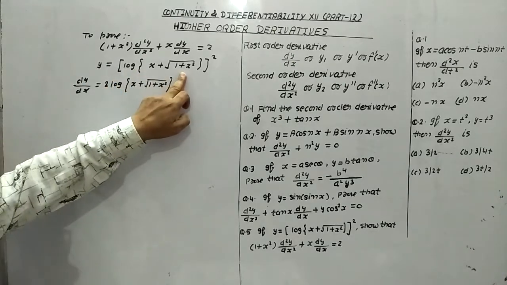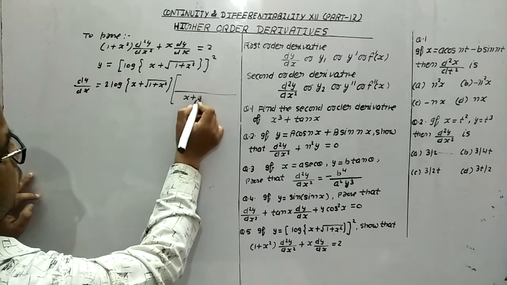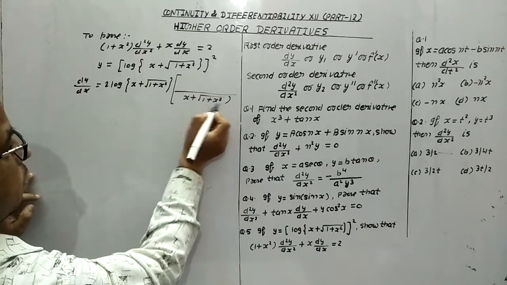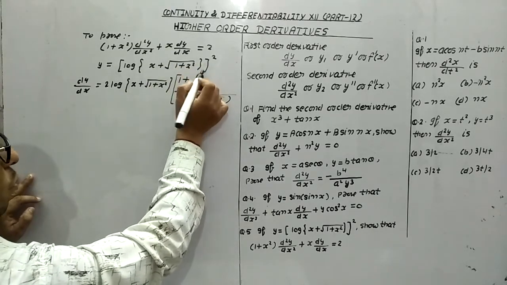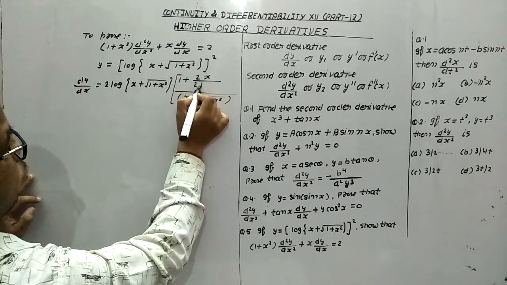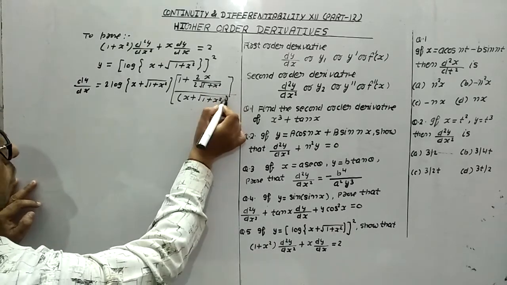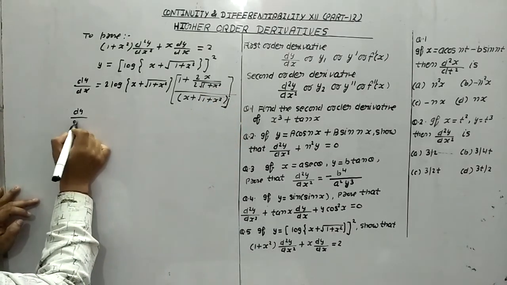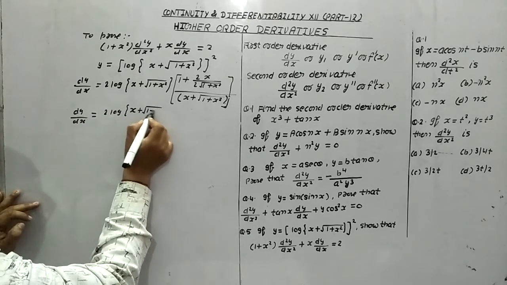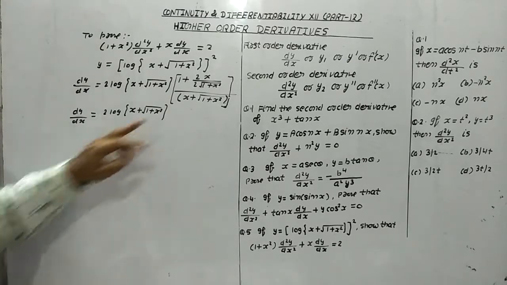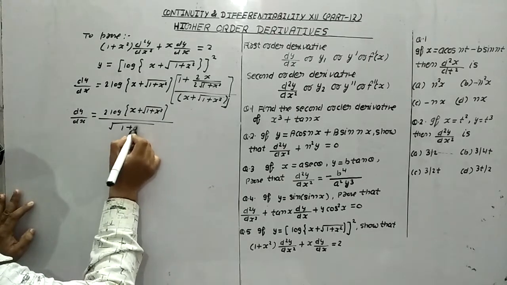Now differentiation of this. For this, log t means 1 upon t. It means 1 upon x plus under root 1 plus x square. This is the part. Now differentiation of this: x means 1. Differentiation of under root 1 plus x square will give 2x upon 2 under root 1 plus x square. This is the differentiation of this thing. So this is the part. Now dy by dx means 2 log(x plus under root 1 plus x square) times this. Now after taking the LCM, this and this term cancel out. What will come? Under root 1 plus x square.